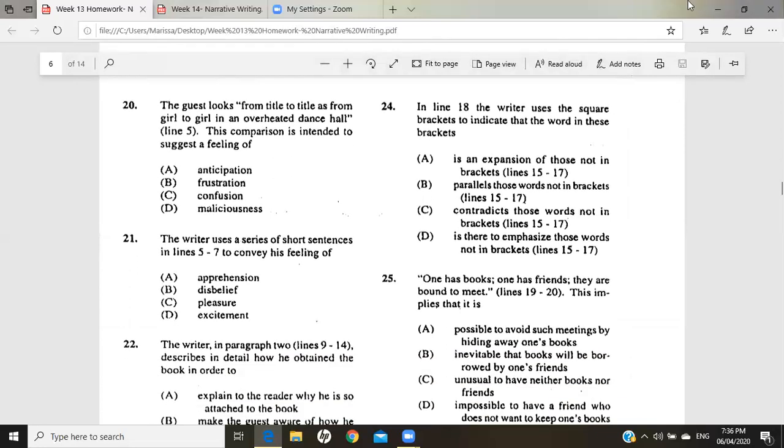Number 20 says that the guest looks from title to title as from girl to girl in an overheated dance hall. This comparison is intended to suggest a feeling of what, Ravi? B, frustration. Not frustration.